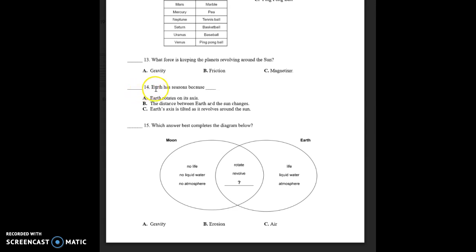Number 14. Earth has seasons because A. Earth rotates on its axis. B. The distance between Earth and the Sun changes. C. Earth's axis is tilted as it revolves around the Sun.